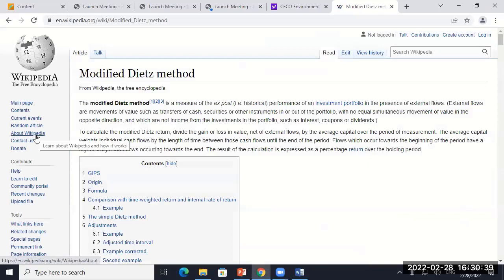So what modified Dietz is saying is, and the simple formula completely ignores this, is the reason you can't use the simple formula. What modified Dietz says, okay, you started the month with 1,000 shares. You ended the month with 1,500 shares. So you obviously bought 500 shares during the month.